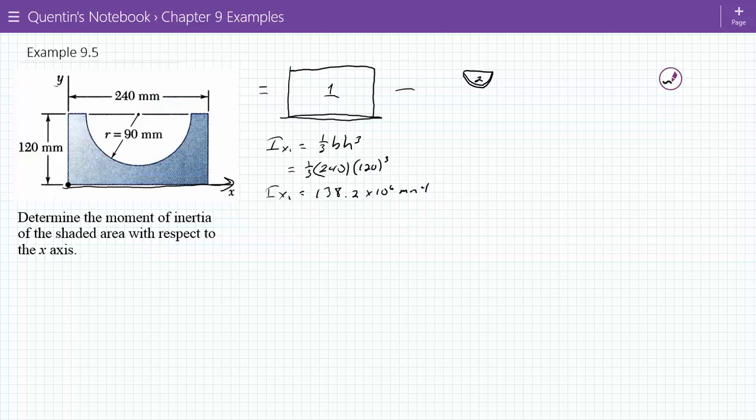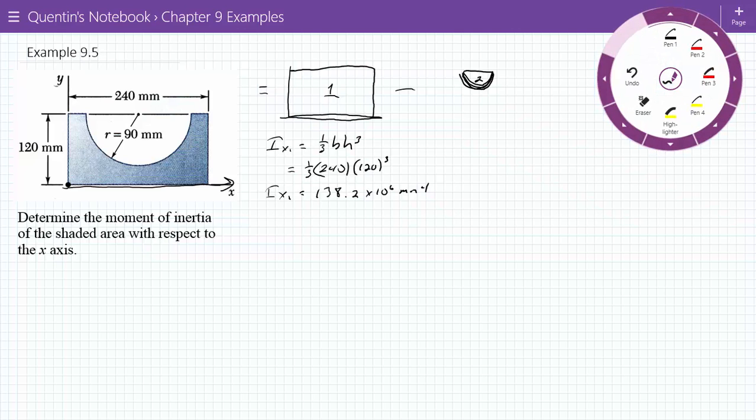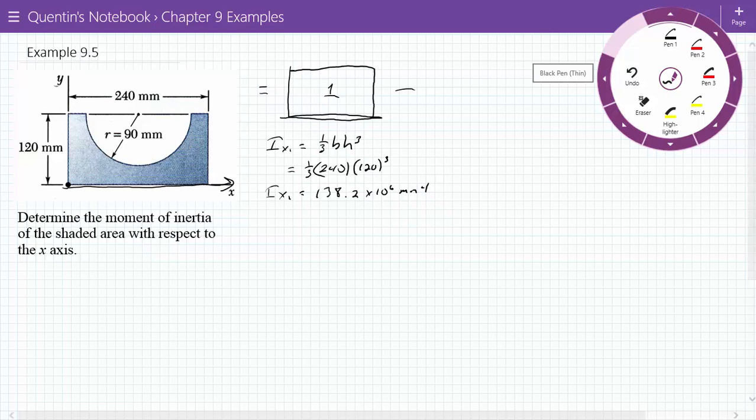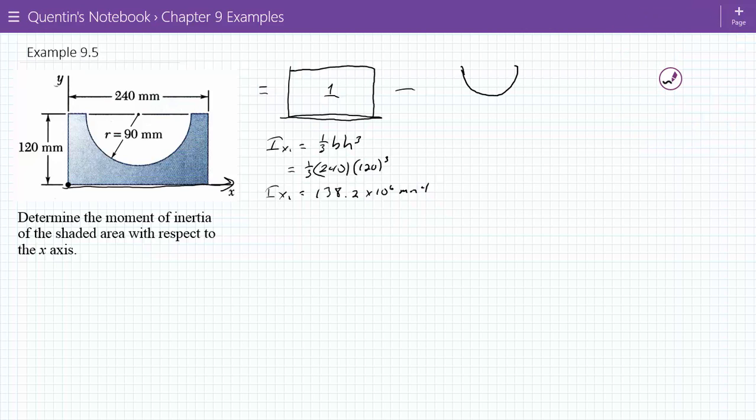Now we've got to figure out this half circle right here. I drew it poorly, so let's clean this up a little bit and see if we can make this make a little more sense. This half circle is a half circle like this. Okay, so what do we know about it?